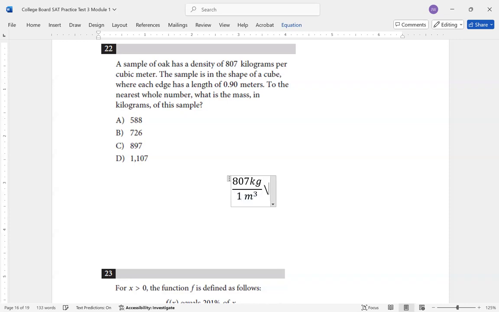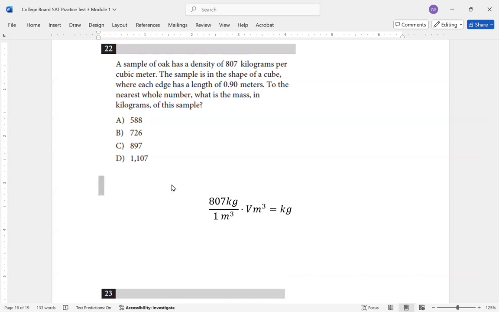And we're going to have to multiply times something. I'll call that some volume, and we're going to have to get kilograms. I say volume because volume is going to be in cubic meters, right? So we're going to have to find the volume in cubic meters of this cube and plug it in there. So if you look at the volume of a cube, that's one of the formulas that is provided on the test.